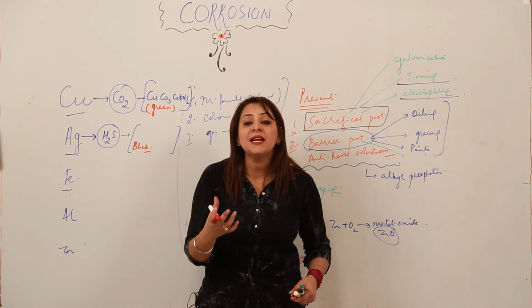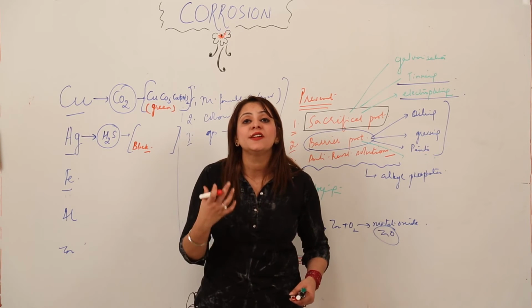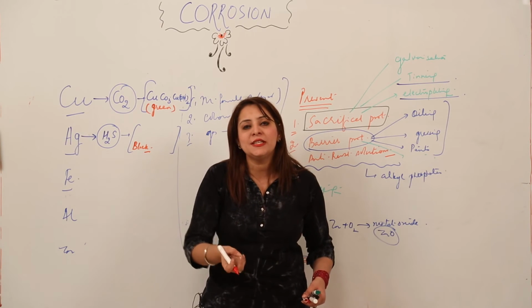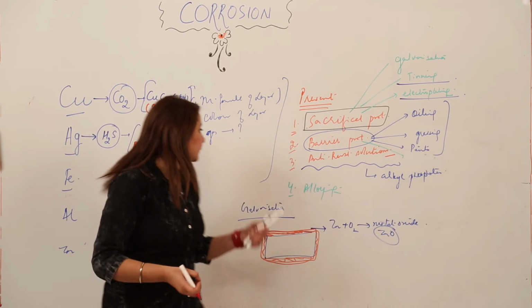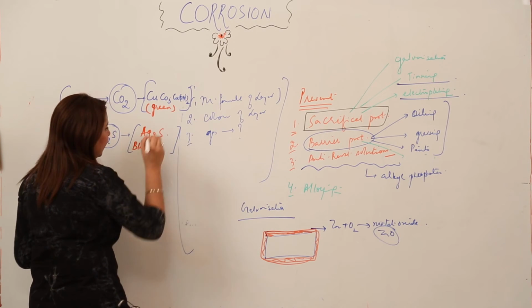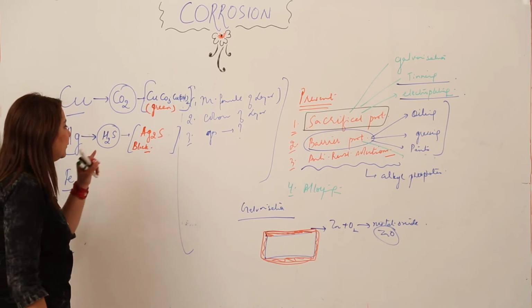That black color is due to the corrosion of the silver article in the presence of hydrogen sulfide which is present in the air. That means even if it is present in traces, the corrosion still takes place. What is the formula for that black layer that gets deposited on silver? That is Ag2S, silver sulfide.